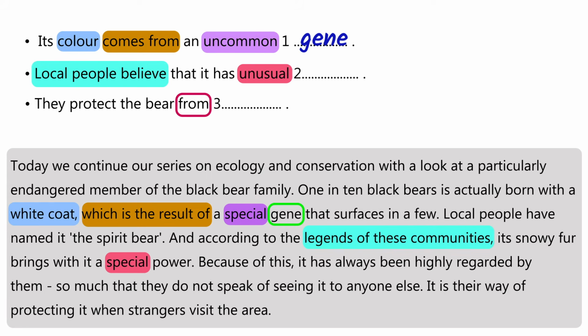Special means unusual. And unusual what? Unusual power. So question number 2, the answer is power.